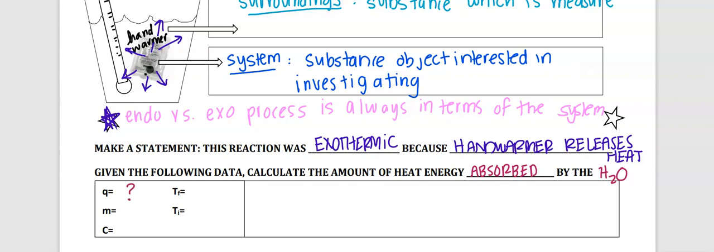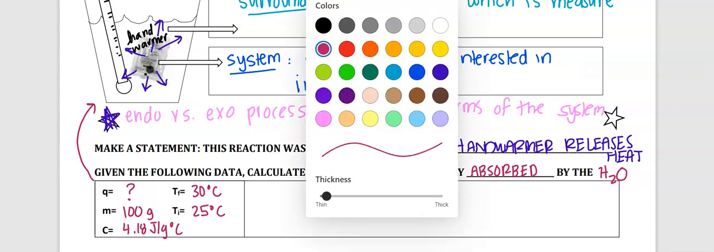Our mass, I'm going to use some just theoretical data for this. Let's assume that we used 100 grams of water. The specific heat capacity of water is 4.18 joules per gram degrees Celsius. Our initial temperature, let's say it was 25 degrees, good old room temperature, and our final temperature was 30 degrees. And again, we're doing this hypothetical data for this hand warmer experiment. So let's go ahead and calculate how much energy was absorbed by the water.